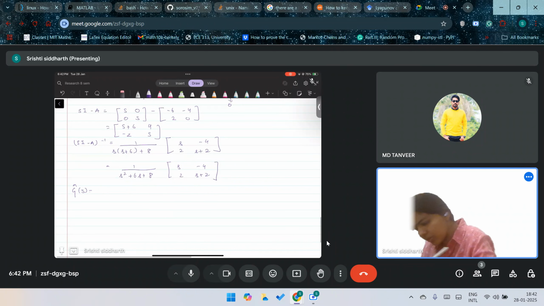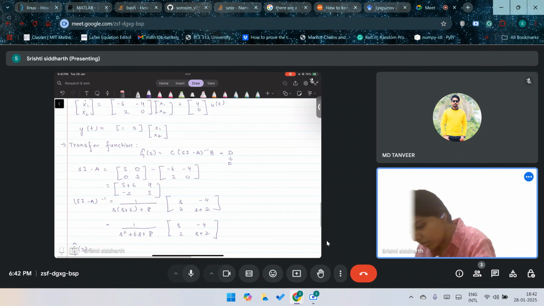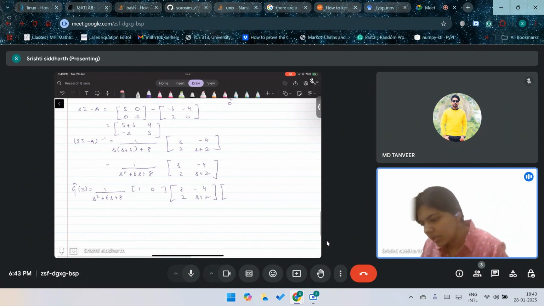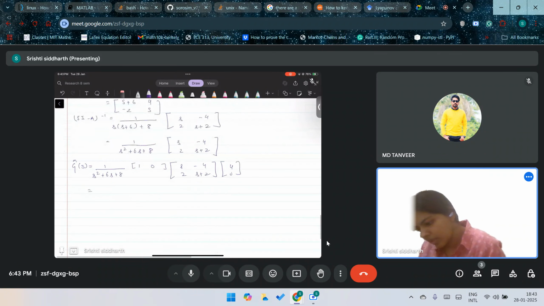Alright, so this becomes C, which is 1, 0. Let me just get the denominator out. So 1, 0, s minus 4, 2, s plus 2. And then B is 4, 0. So I'll just write this down.